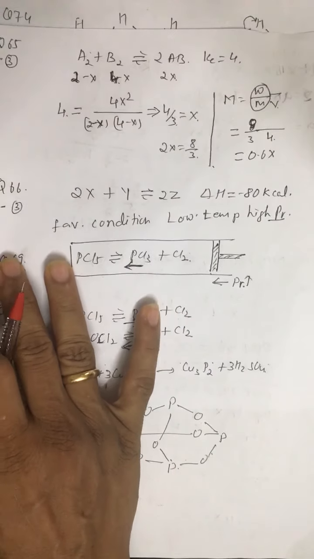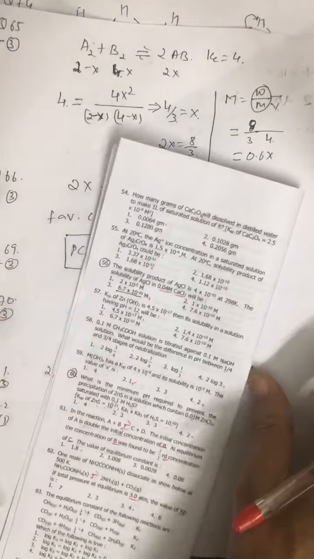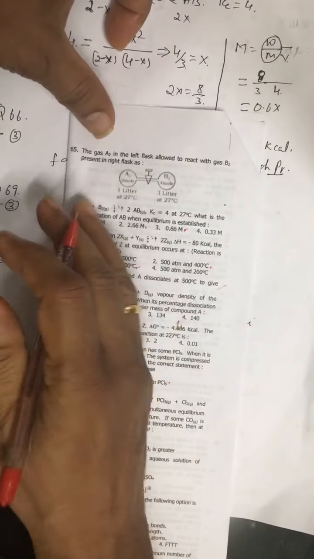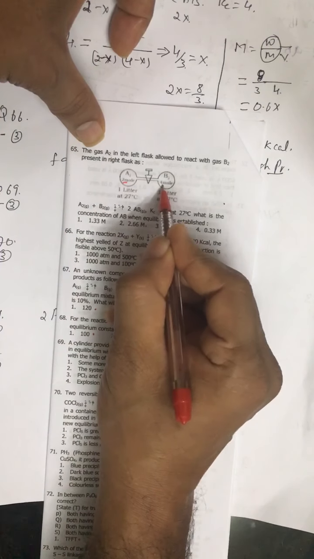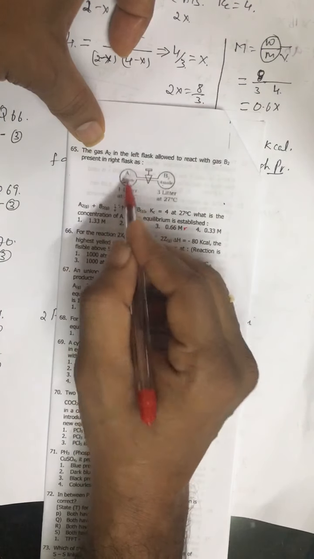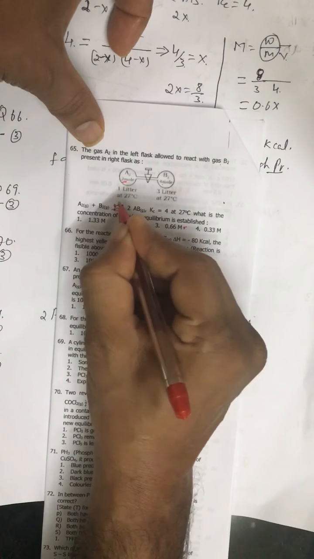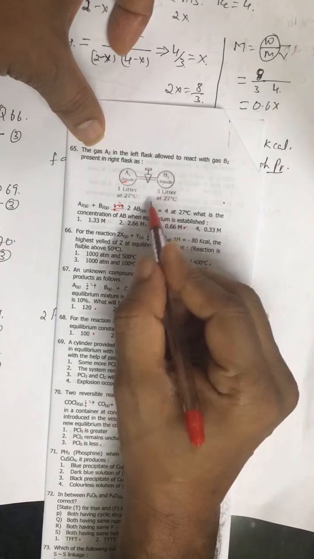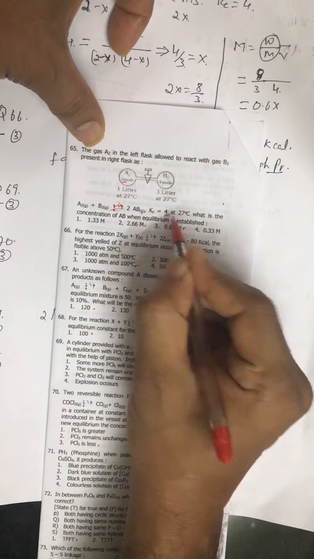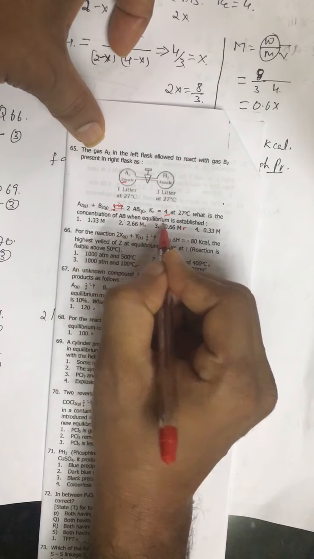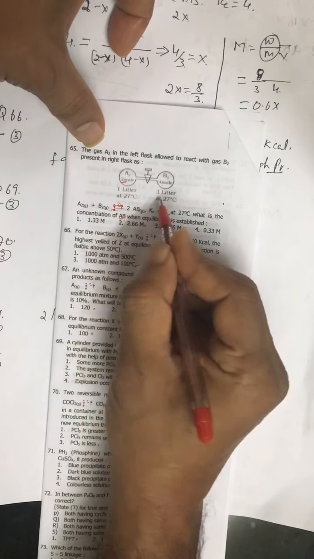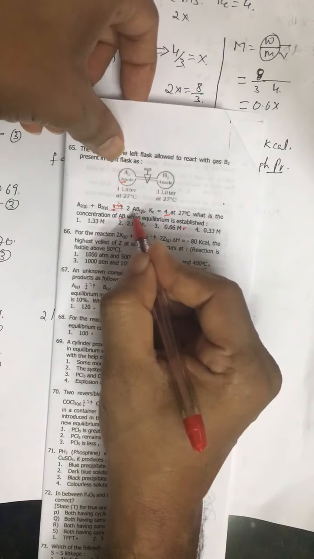All right, look at question number 65. The gas A2 in the left flask is 2 moles and B2 is 4 moles. The stopper is removed, and these two start reacting to give 2AB. Kc is 4, temperature is not needed, and AB equilibrium is established. What is the concentration of AB? So it is 2x we will be calculating.